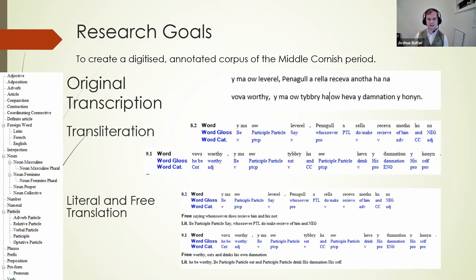And this was used to create a literal translation line. So copied word for word, we can see there imma being "be". And if you go to the literal translation line, it's be, participle, particle, say. Not really helpful in a lot of cases for someone trying to read it, but it helps for putting the grammar together.